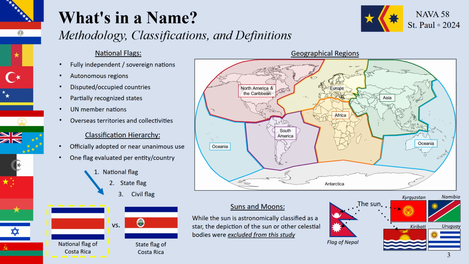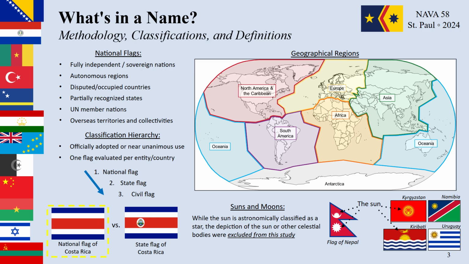Lastly, the last methodology, I used one flag for each entity or country, and I used a classification hierarchy. So I used national flags first. Those are those that were officially adopted or in near unanimous use. Where a country may not have a national flag, I would then step down to the state flag, and where a state flag didn't exist, I would step down to the civil flag. That was most problematic for me in Central America because a lot of the Central American countries, the national flag doesn't have a coat of arms on it, but the state flag does.